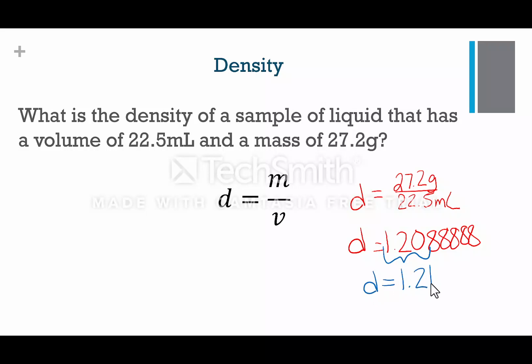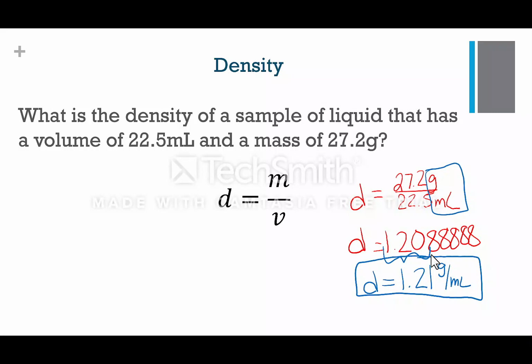1.21. The units here are exactly what you see. So we just simply rewrite grams on top, milliliters on the bottom, and often we refer to that as grams per milliliter. So that would be the correct answer. That would be all the points. 3 significant figures. Units would be grams per milliliter.